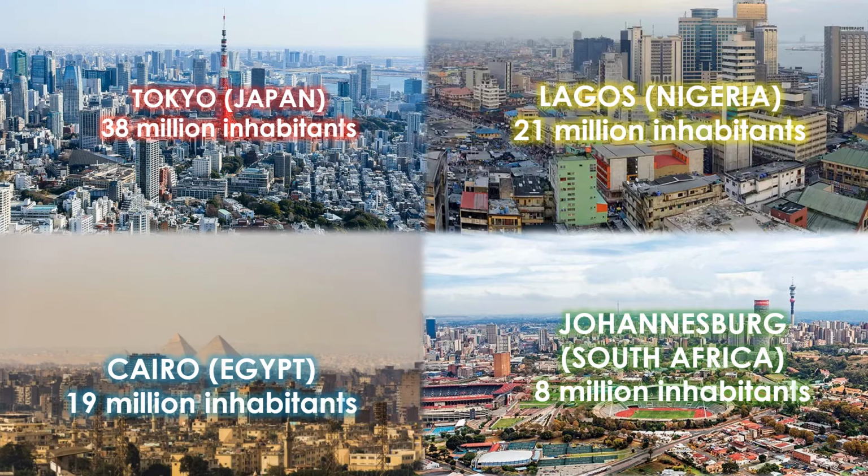So the global trend is that cities are getting larger, and the African trend is that the rate of urbanization is increasing. So more and more people want to live in cities, and the population of cities is growing.